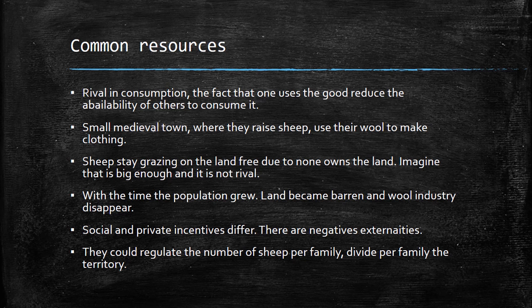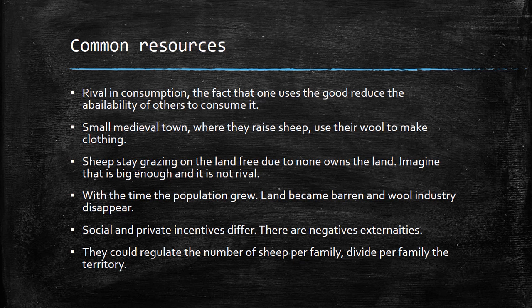Automatically, with time, the population grew. As a consequence, the land became barren and the wool industry disappeared. So it's what we call the tragedy of the commons. In this case, why did it happen?